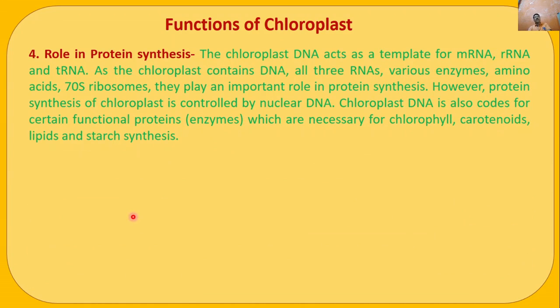Now, role in protein synthesis. As we have seen, chloroplasts have their own machinery, that is tRNA, rRNA, mRNA. They contain their own DNA, their own enzymes, their own ribosomes. They are actively involved in protein synthesis. It means chloroplast has its own machinery of protein synthesis.